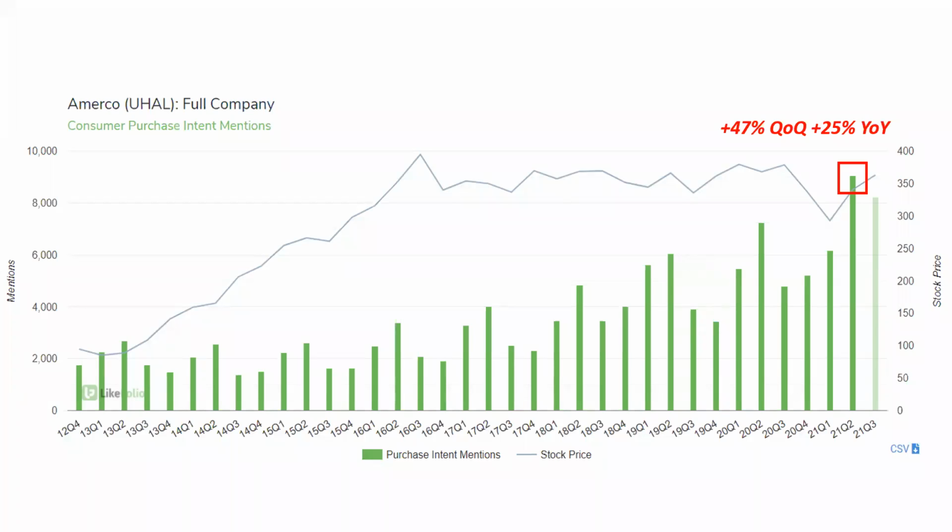So this green line that you see, these are purchase intent mentions for the company UHAL. These are mentions of consumers who are actually talking about renting a van, maybe buying moving equipment, renting a storage facility, somehow engaging or spending money with UHAL. And you can see the red square that I've highlighted, the quarter that they're about to report, that second quarter. A couple of notes: obviously there's significant quarter-over-quarter and year-over-year growth, but you can also see that this was the largest quarter we'd ever recorded in UHAL's history since we've been tracking.